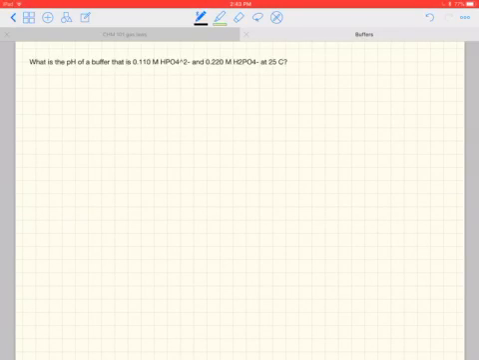All right, what is the pH of a buffer that's 0.110 molar HPO₄⁻ and 0.220 molar H₂PO₄⁻ at 25 degrees Celsius? First, identify the acid. The acid is the substance that contains more hydrogens. Next, find out what the pKa of that is.